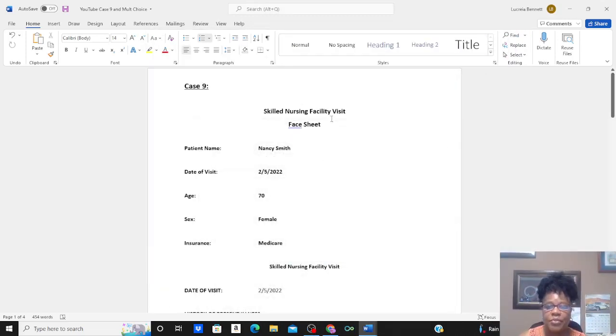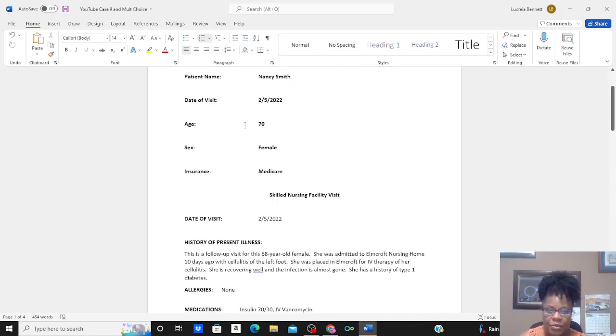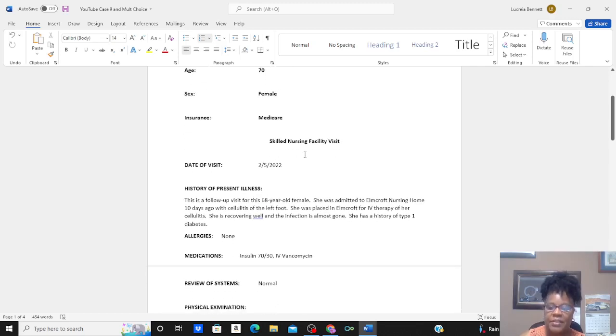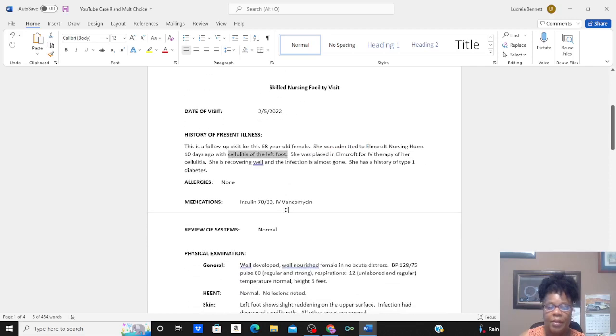Case 9 was a skilled nursing facility visit. I gave you a face sheet, describing a 70-year-old female. She has Medicare. Again, she's in a skilled nursing facility. This is a follow-up visit. She was admitted to this nursing home 10 days ago with cellulitis of the left foot. Hint, hint. She was placed at Elm Croft for IV therapy of her cellulitis. She's recovering well. Infection is almost gone. She does have a history of type 1 diabetes.